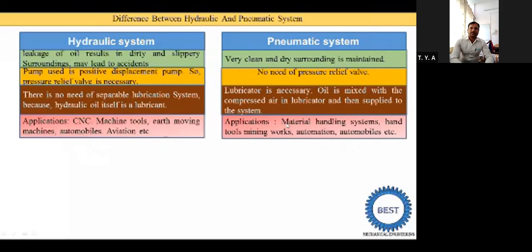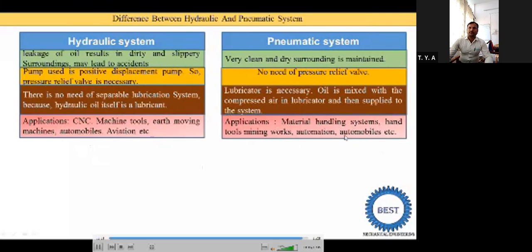Pneumatic systems are used in material handling systems. For transferring material from one place to another, the pneumatic system is used. In hand tool mining work, it is used in mines, which we already understand. In different automation work and also in automobiles, the pneumatic system is used. In automobiles, some systems are hydraulic and some systems are pneumatic.